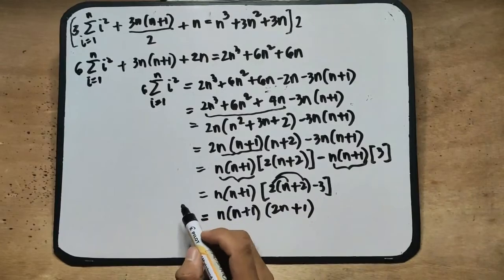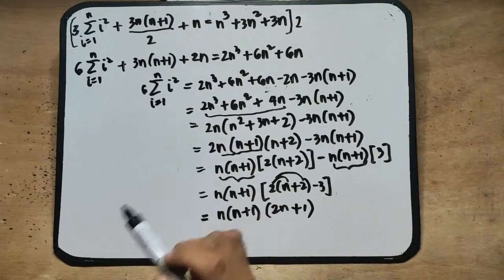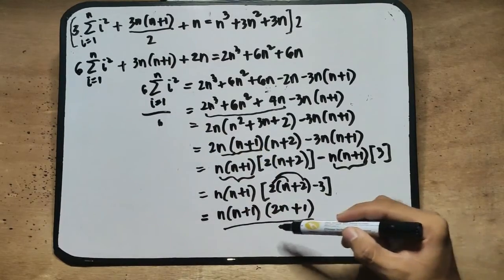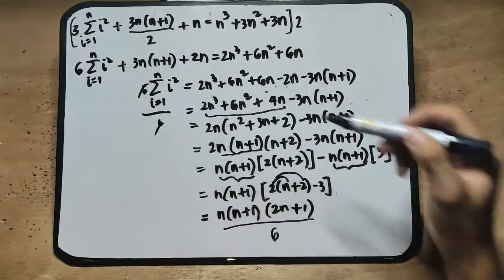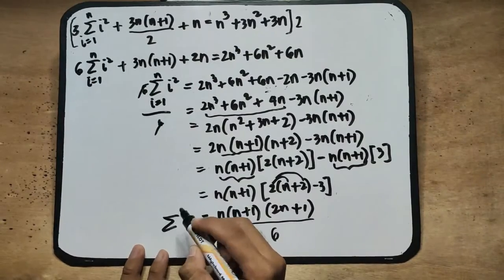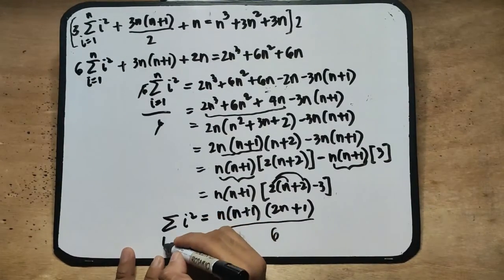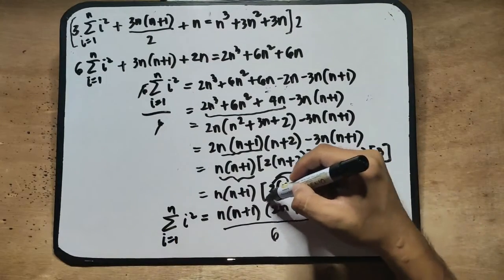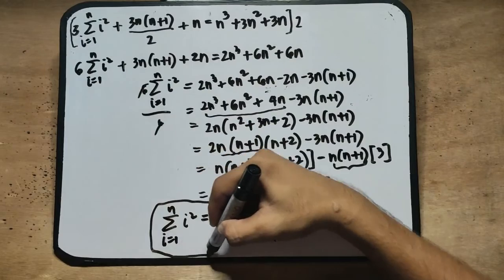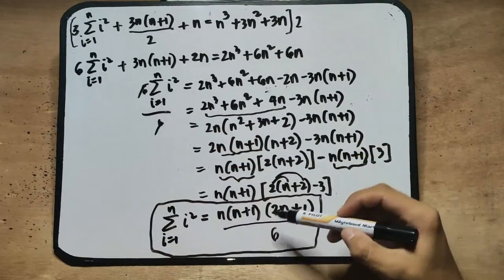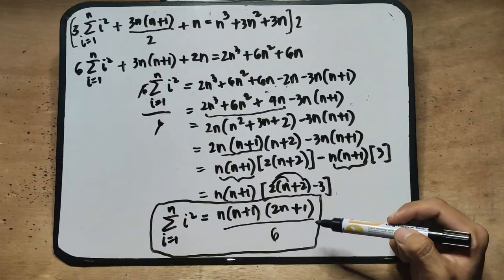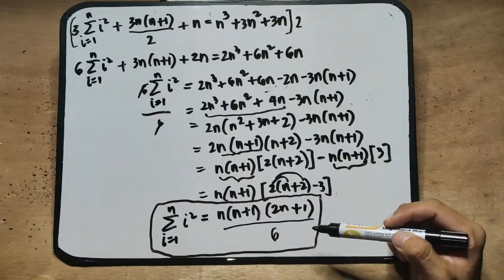So, since mayroon pa tayong 6 doon, kapag i-divide natin yung entire side by 6 para maalis ito, it will give us the formula, the summation of I squared from 1 to n is equivalent to this formula. We have n times n plus 1 times 2n plus 1 all over 6. So this is how we derive a specific formula using the telescoping sum property. Understood?